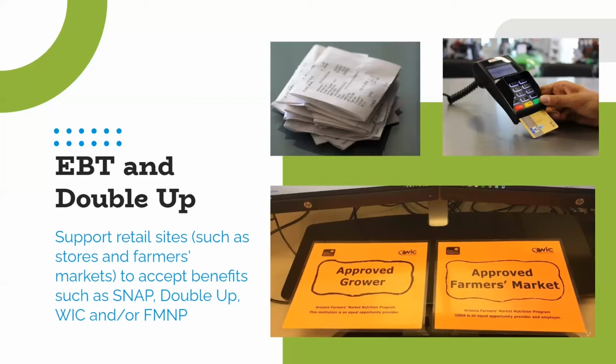EBT double-up work could look like assisting a store owner with becoming a WIC vendor, or assisting a market manager with becoming authorized by the USDA Food and Nutrition Services, or FNS, to accept SNAP benefits. This step is about supporting a store, market, or vendor to become authorized and set up to start accepting a new benefit that they did not accept previously. In the next slide, we'll talk about working with customers after this first step is complete and a site is actively accepting SNAP, double-up, WIC, or FMNP.